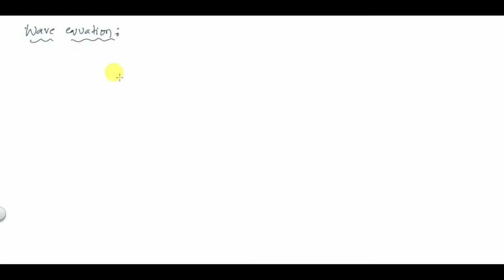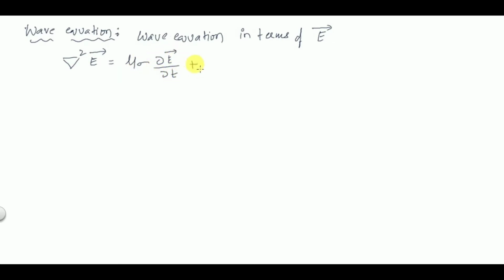Right, so in the previous video we got the wave equation in terms of electric field, which is given by del square E bar is equal to mu sigma dou E bar by dou t plus mu epsilon dou square E bar by dou t square. So this is the wave equation in terms of electric field.